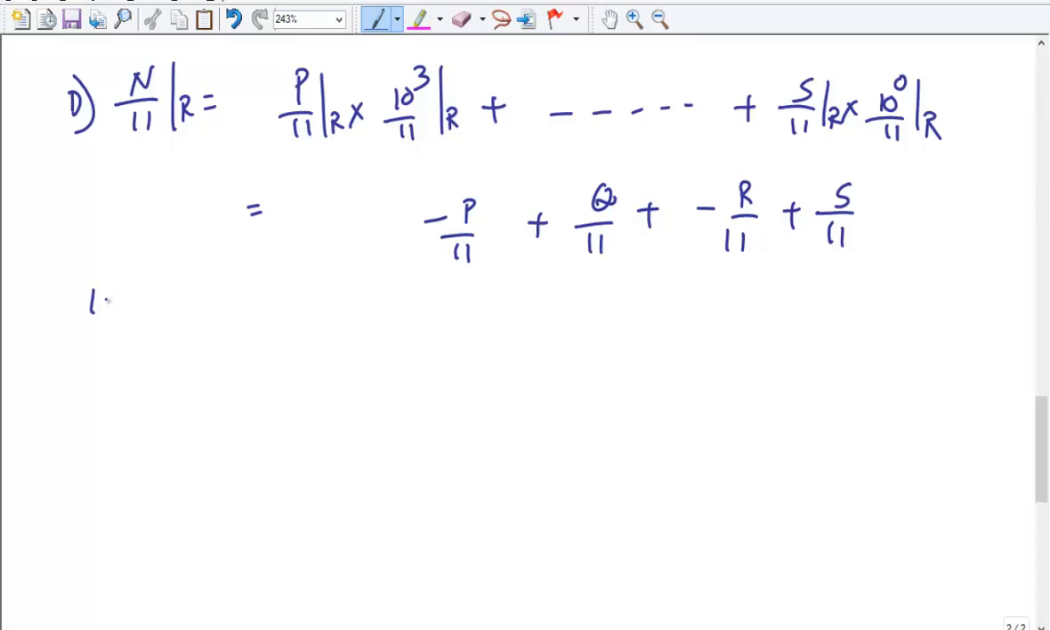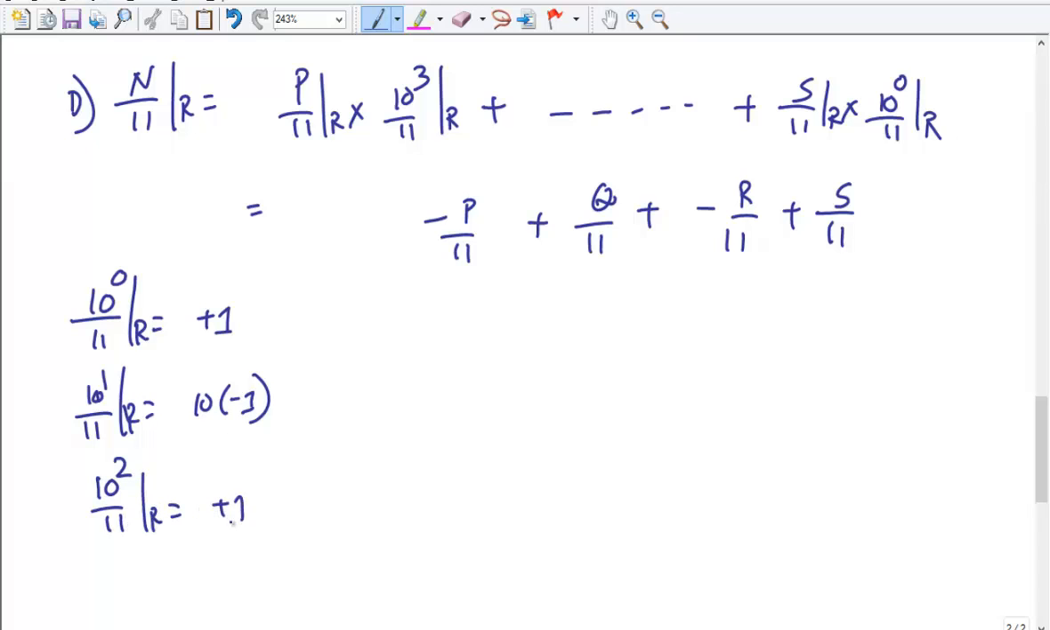What you need to do is, first step, you need to take 10 power 0 by 11 remainder, that is plus 1. 10 power 1 by 11 remainder, that is 10, or else you can write it as minus 1. So 10 square by 11, the remainder is plus 1. 10 cube by 11, the remainder is minus 1. So we are getting plus 1 minus 1 alternatively.